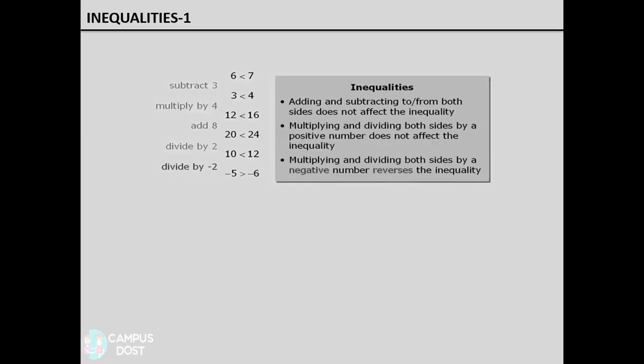We can now use these results to help us solve inequalities. Essentially, if we perform the same operation on both sides, the inequality will remain intact. However, if we multiply or divide both sides by a negative number, we must reverse the direction of the inequality. Okay, let's try an example. Solving this inequality means finding all values for x that make the inequality a true statement. So to do this, we need to isolate the variable x.